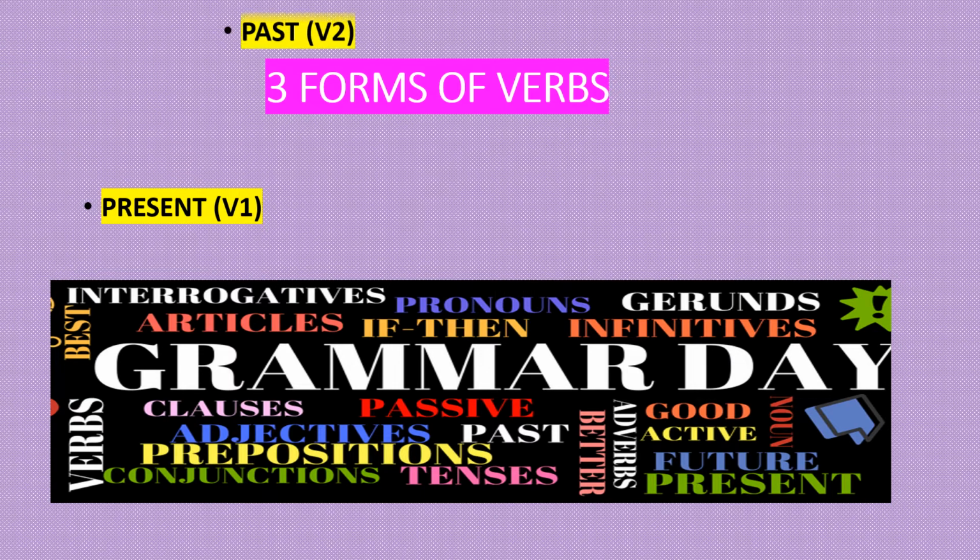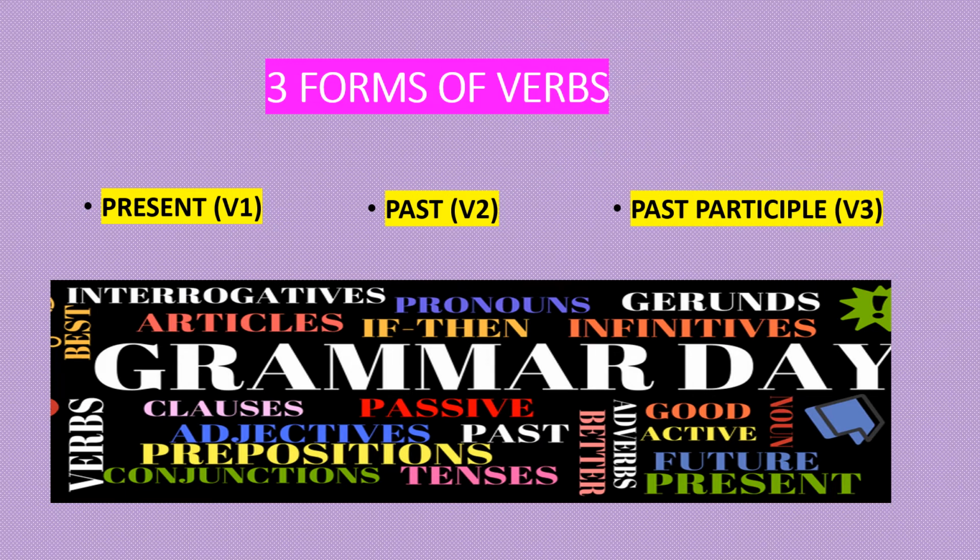Moving on to the three forms of verbs. English verb tenses are formed by combining one of the principal forms of a main verb with one or more auxiliary verbs. There are four principal forms: basic or root, present, past, and past participle. So present is a V1 and past will be a V2, followed by the past participle, which is a V3, which we will discuss further and will help us to prove our tenses in a proper way.